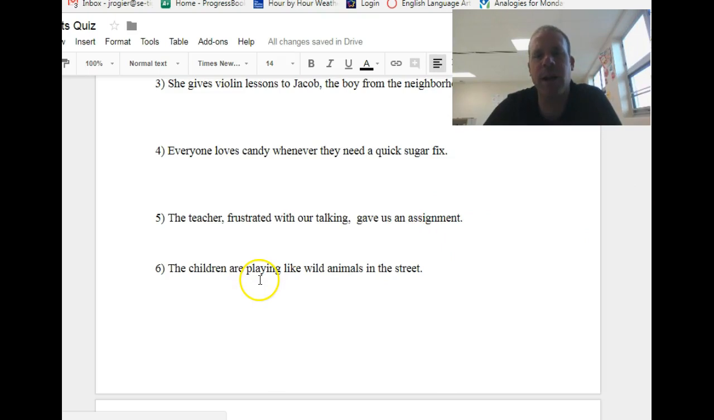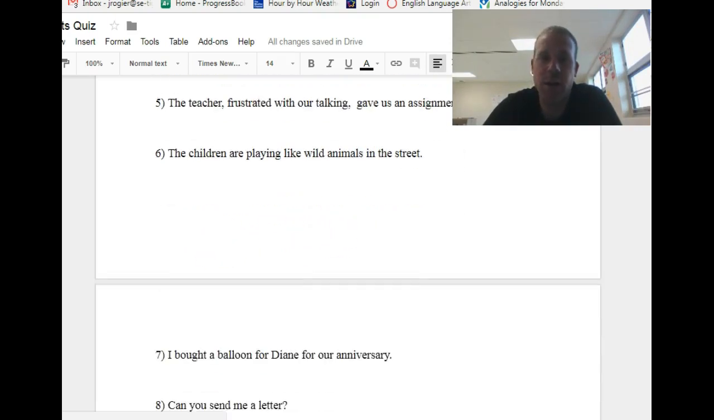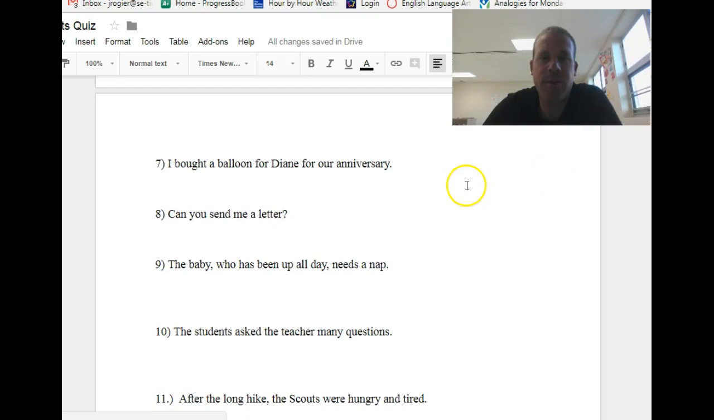The children are playing like wild animals in the street. We have are playing as your verb. And so whom or what are the children playing? Like animals in the street does not answer what or whom. So you just leave this sentence alone. You don't have anything. So you should have written none for that sentence. Number 7, I bought a balloon for Diane for our anniversary. I bought, what did I buy? Balloon. Balloon is the direct object. That is all because Diane shows up after balloon, so she cannot be the indirect object.